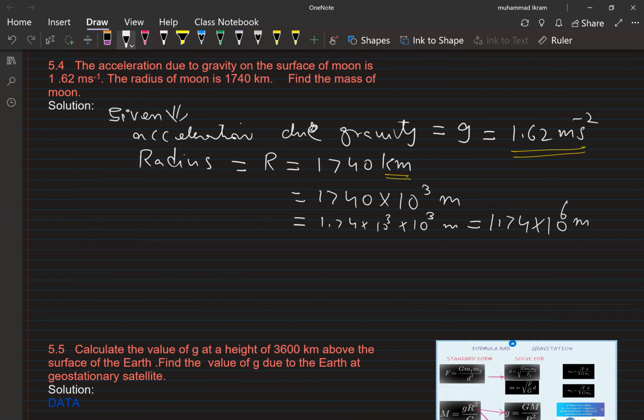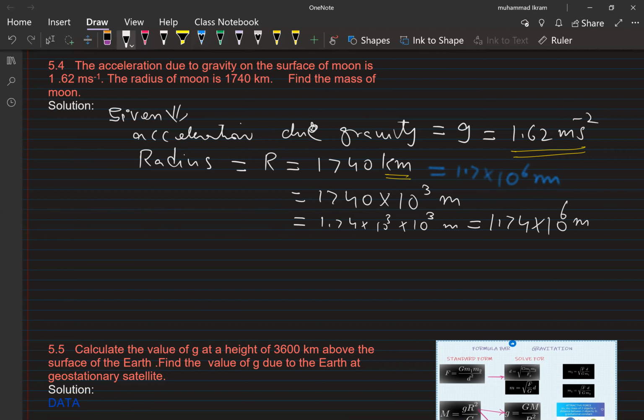Later on, after practicing many times, you will be able to do it very quickly. Now I did it for you. If I was supposed to do it myself, I wouldn't write like this. When I see this, I'll be quickly writing 1.74 times 10 power 6 meter. I'll be quickly writing like this. So inshallah, once you practice it, then you will learn.